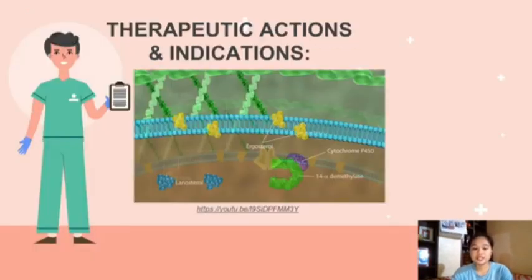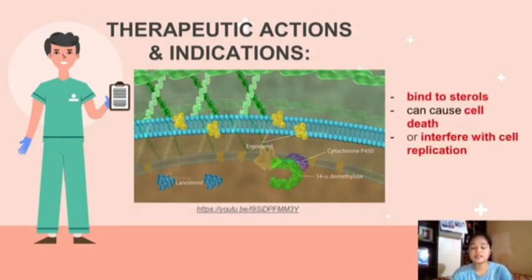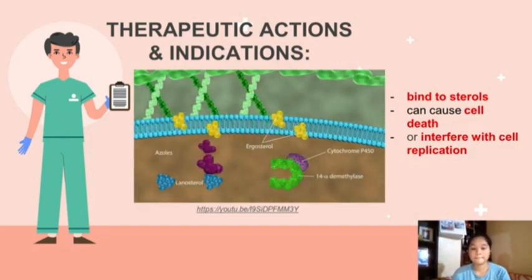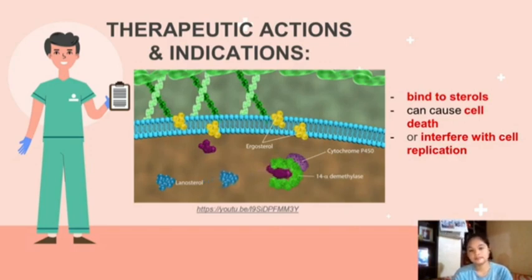As for the therapeutic actions and indications, the drugs bind to sterols that may cause cell death or may interfere with cell replication, but it depends on the type of fungus present and the concentration of the drug. We have here a video that can help you visualize it. The azoles have broad-spectrum antifungal activity. They impair ergosterol synthesis by inhibiting the fungal cytochrome P450-mediated enzyme 14-alpha demethylase, inhibiting demethylation of lanosterol and causing accumulation of methylsterols. Lack of ergosterol leads to disruption of the fungal cell membrane.